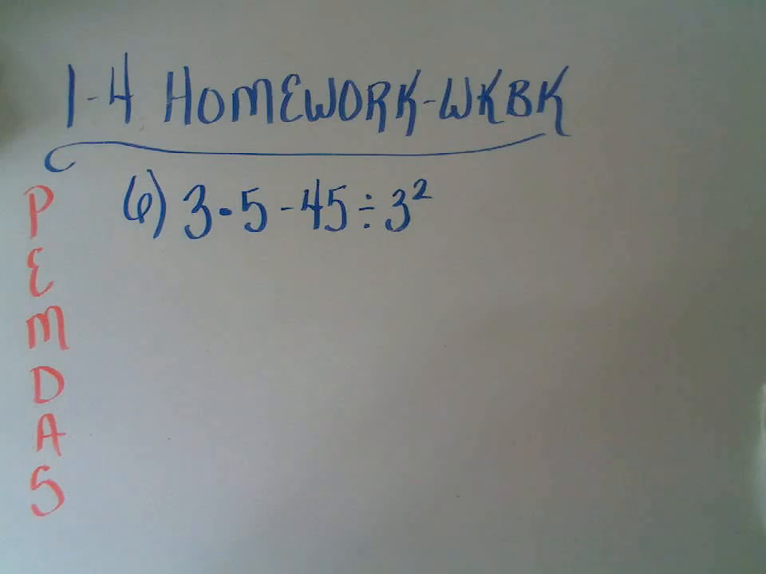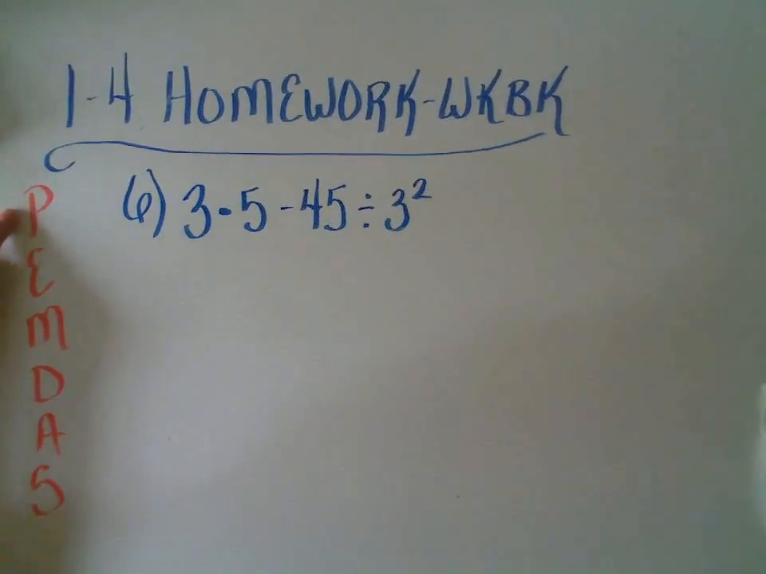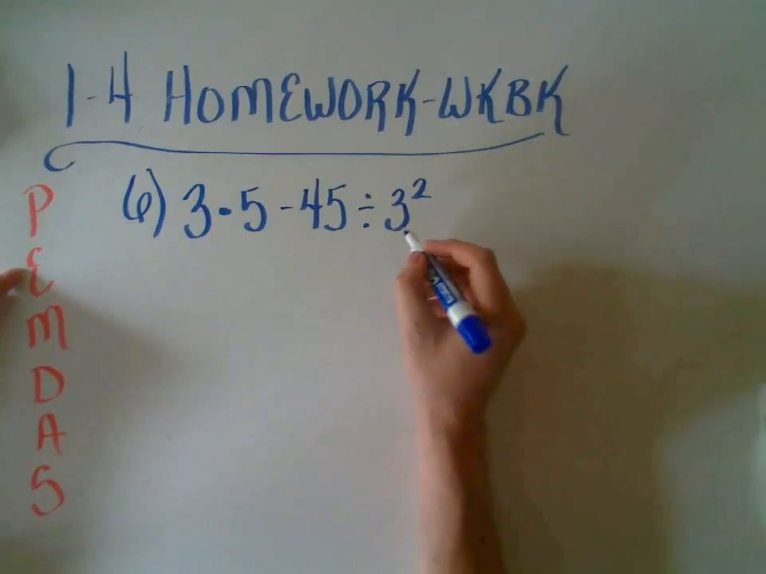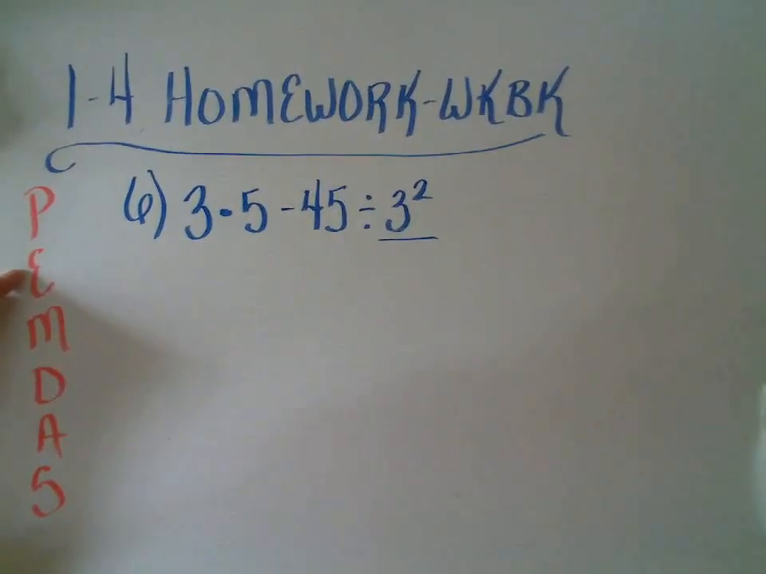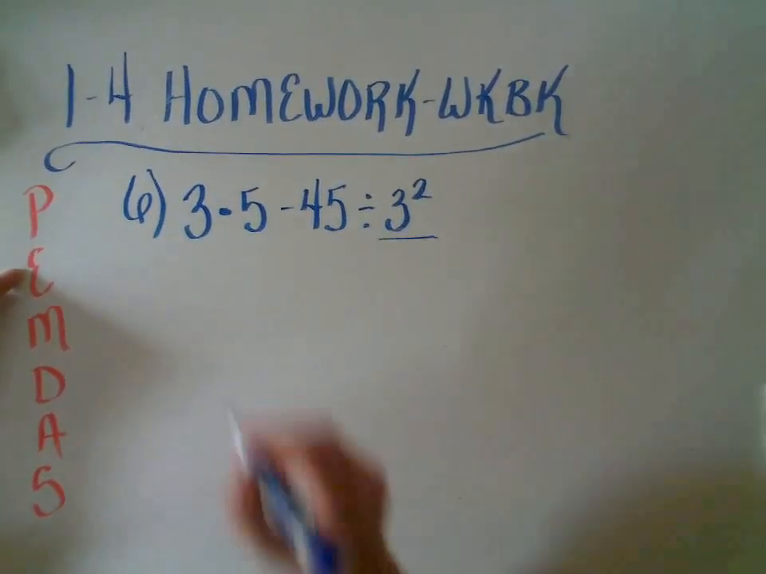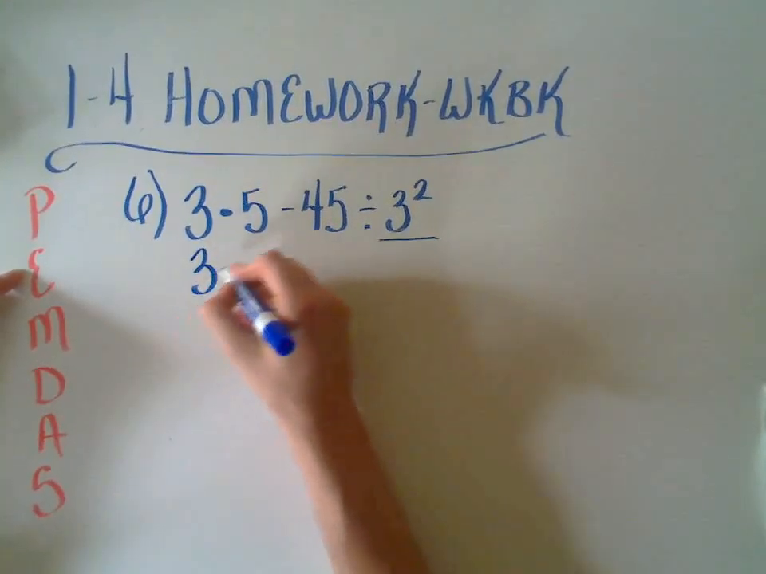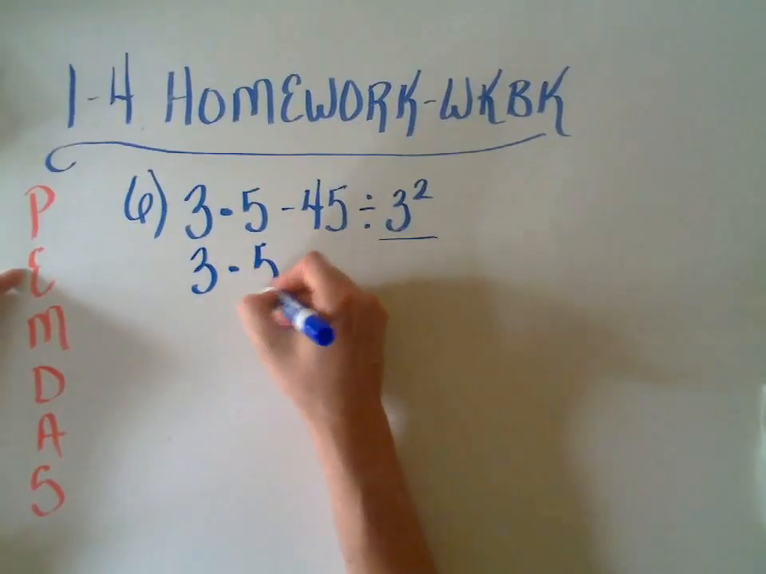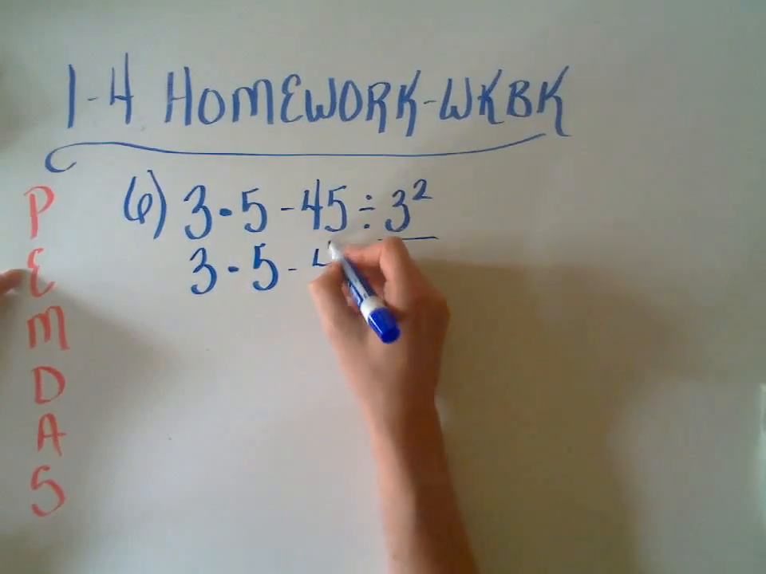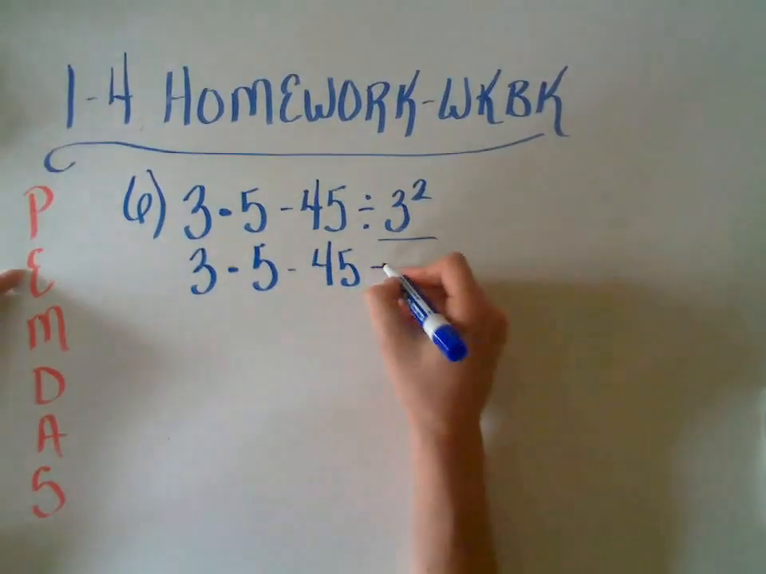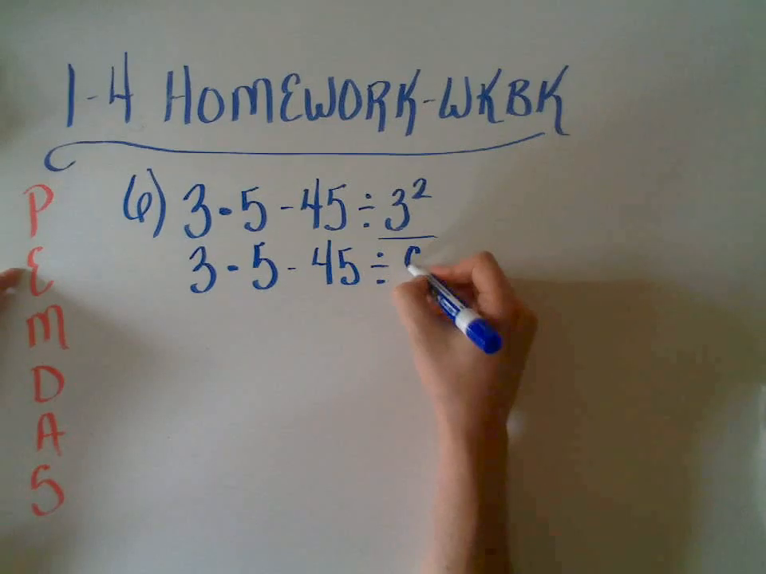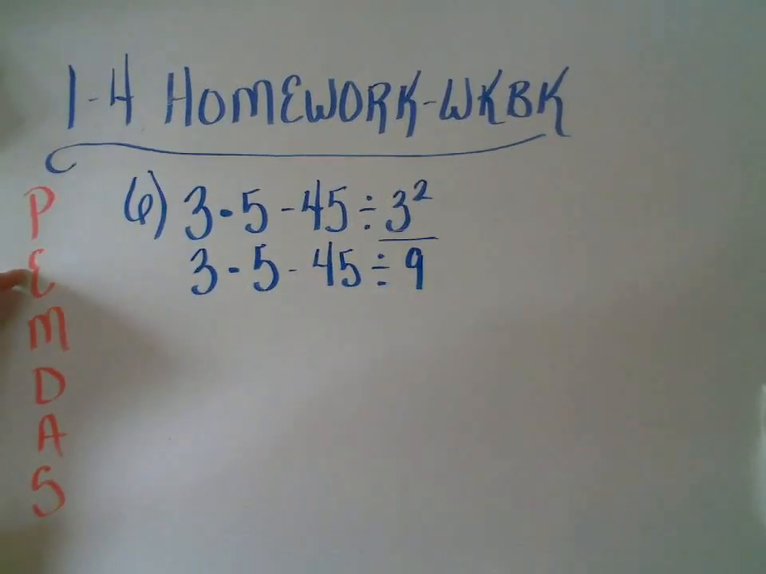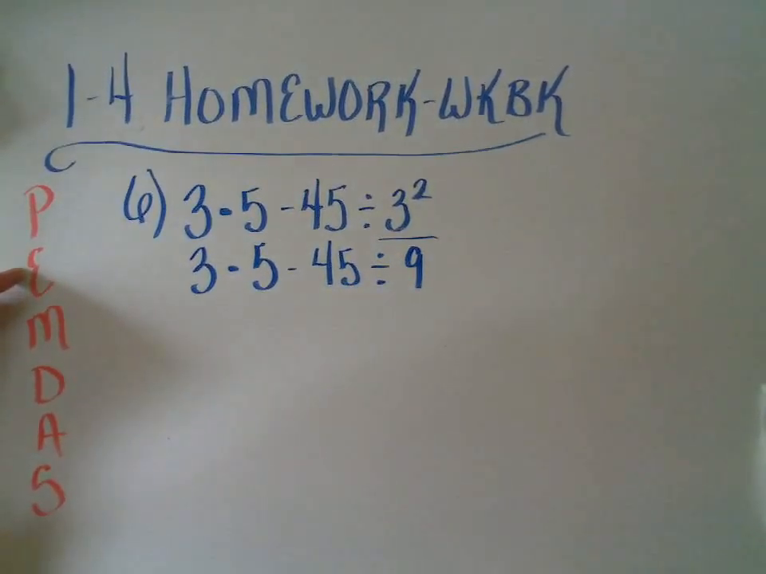3 times 5 minus 45 divided by 3 squared. So the first thing I would say here is, are there any parentheses to tackle? And no, there are not. The next thing down, the E, stands for exponents, and as you can see, I do have an exponent here. I've got 3 squared. So we'll tackle that right now, and that's going to change the problem into 3 times 5 minus 45 divided by 9. 3 squared is the same as 3 times 3, and that's why I write 9.